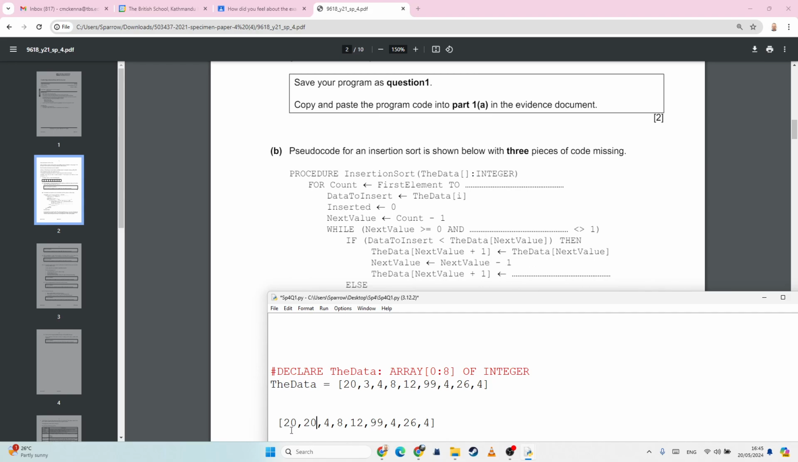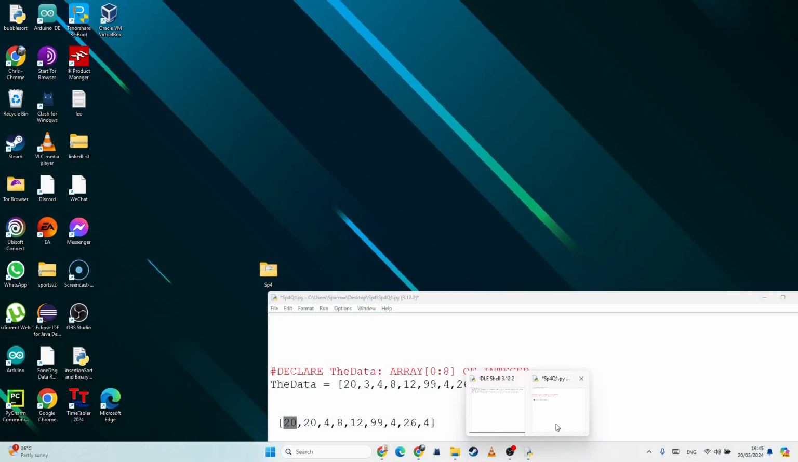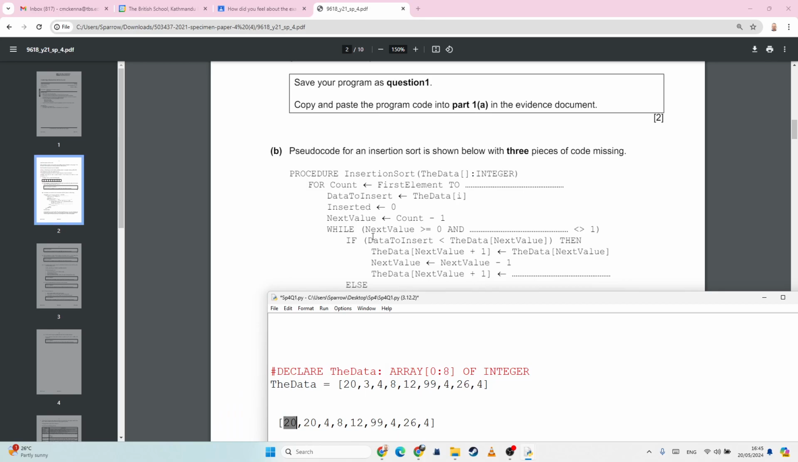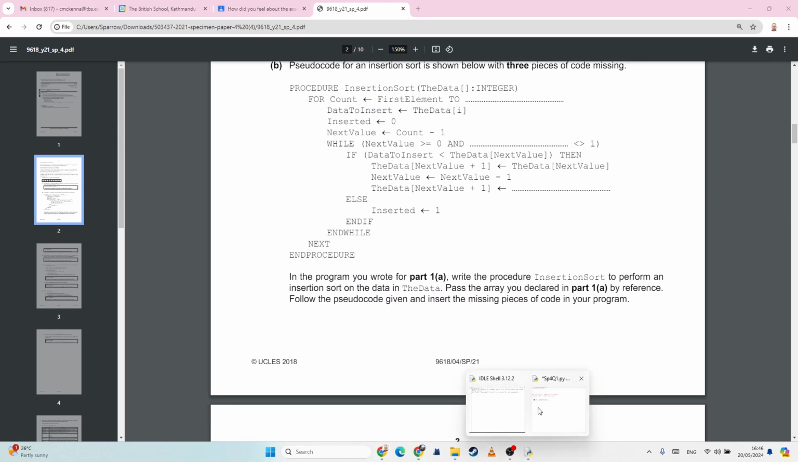Okay, so we're taking 1 away from the next value, and then we're saying at the data, the next value plus 1. Bit of a weird way to write it since we're just taking away 1, but that's going to become equal to the data to insert, I believe. Which means that it would be copied around.